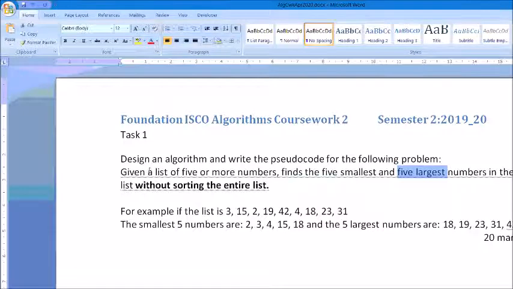So here's a simple example as I gave you in the worksheet. We've got those numbers there, and for us as human beings it's very easy to see that 2, 3, 4, 15 and 18 are the 5 smallest numbers, and 18, 19, 23, 31 and 42 are the 5 largest numbers. But what we're required to do is to create an algorithm that can be implemented by a program to do this by a computer.